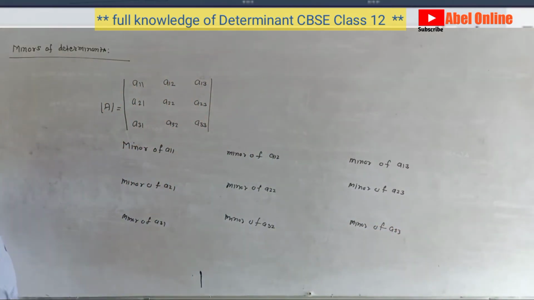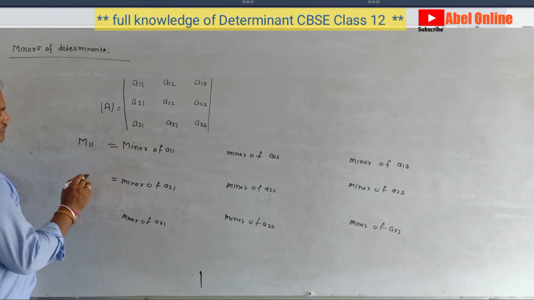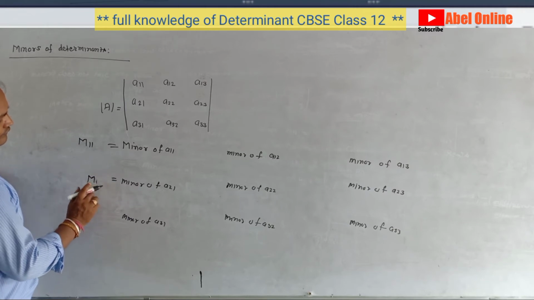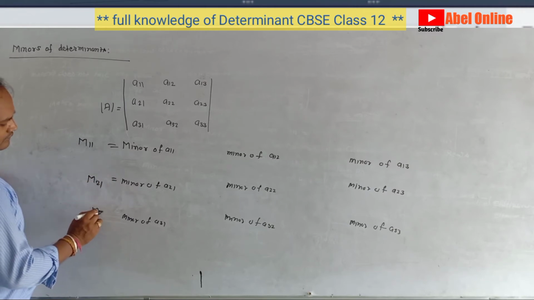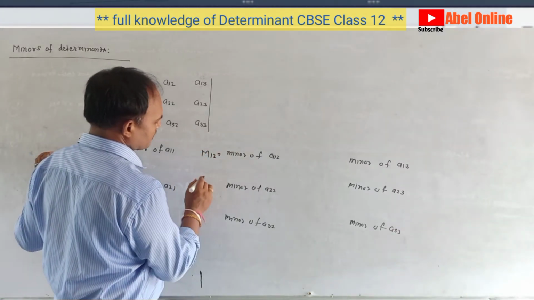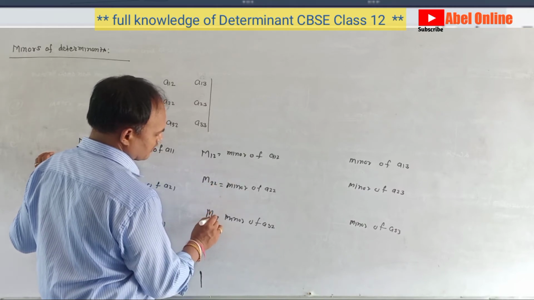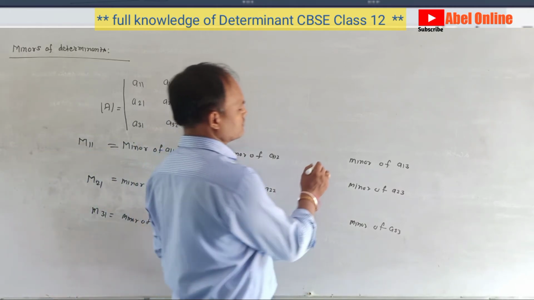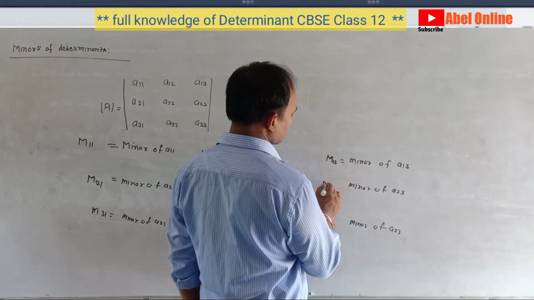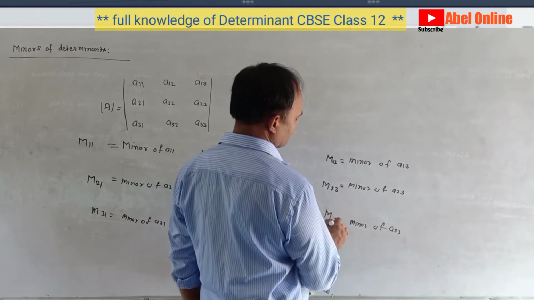Students, remember that some people are using minor as M11. We can use M12, it is M21. It is M31, it is M12. It is M22. It is M32. It is 13. It is denoted by M23. It is denoted by M33.